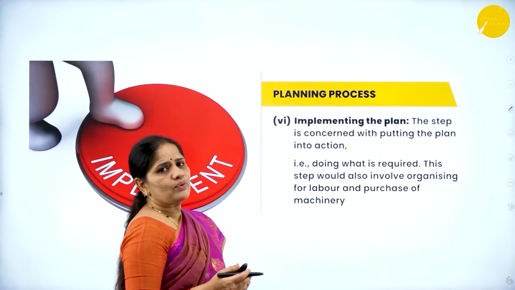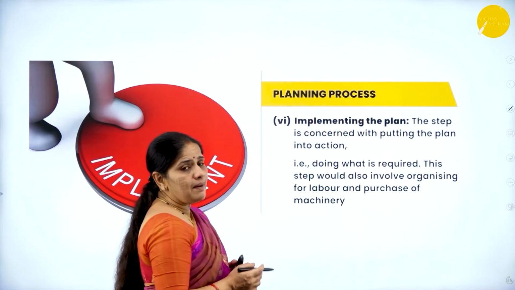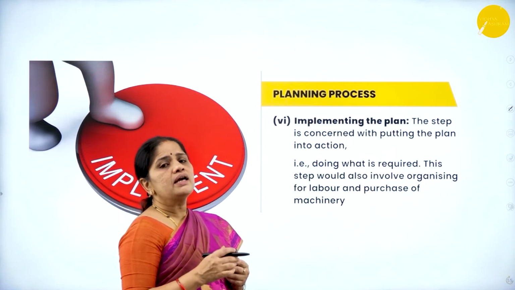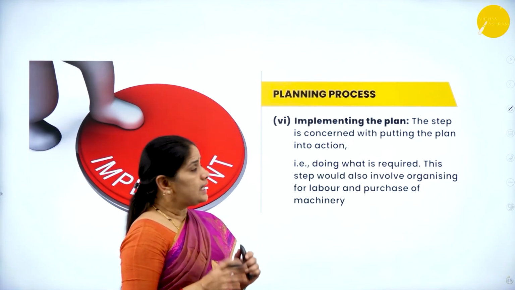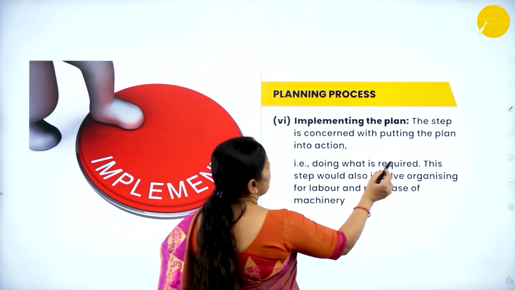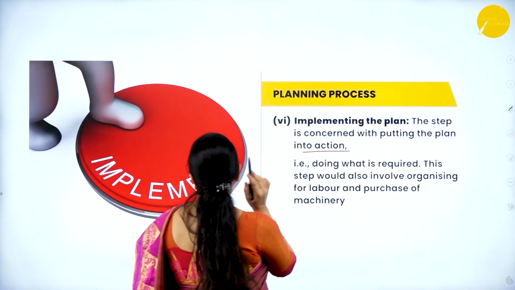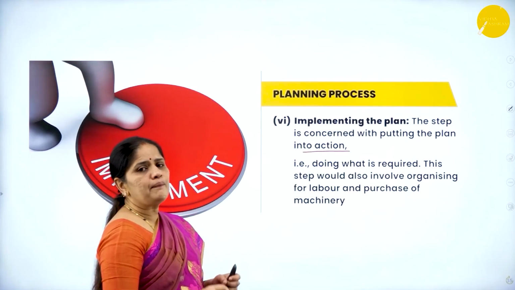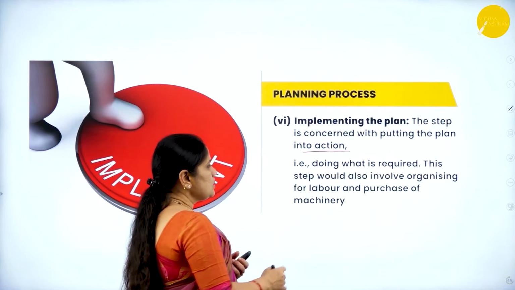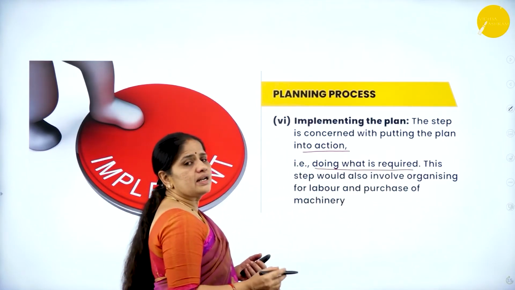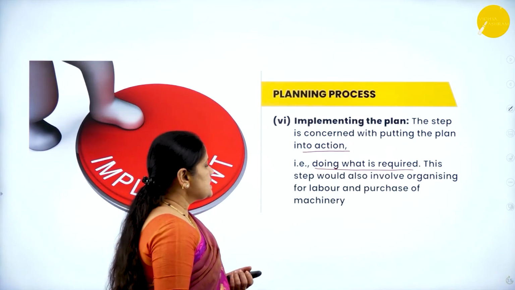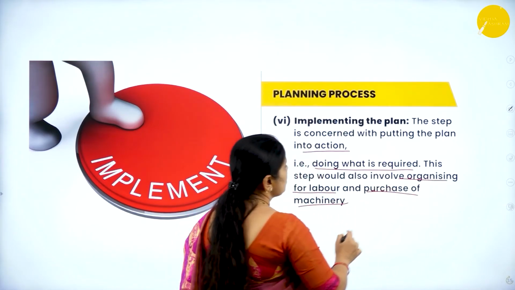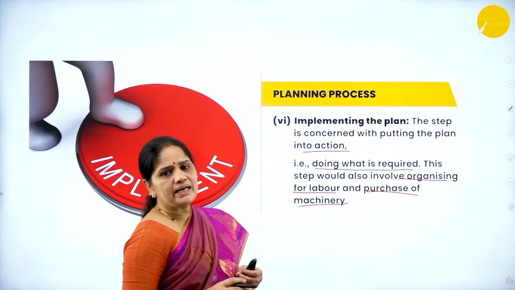Then the last but one step in the planning process is implementing the plan. We all know that plans have to be formulated, and once they are formulated, we cannot just leave it at that. It has to be implemented. Implementing the plan is concerned with putting the plan into action. So you say that the plan is being executed, or the workers are putting the plans into action. That is, you are actually doing what is required by the organization. This step would also involve organizing for labor and purchase of machinery. All these things will be putting the plan into operation.